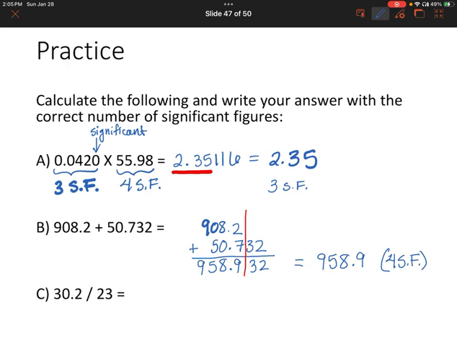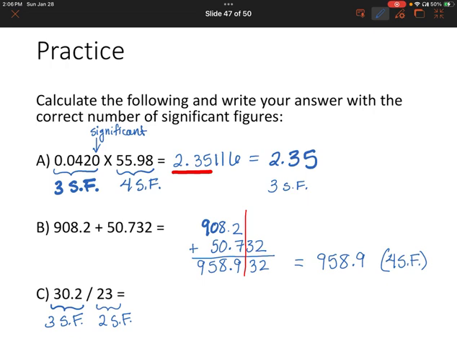All right. Now, the last example is a division example. We're dividing 30.2 by 23. So remember, in multiplication and division, we do care about the number of sig figs. So how many sig figs does the first value have? 3. We have an embedded 0, which counts, so that is 3. And what about the second value? Only 2 sig figs. So that means our final answer should only have 2 sig figs.